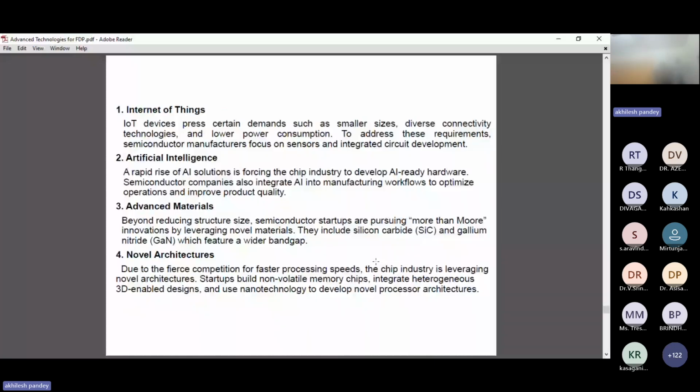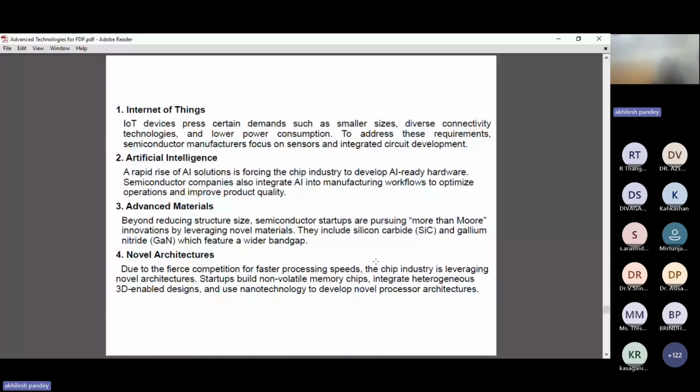Now internet of things devices, I'm just reading all the things, you can go through this one. Internet of things presents certain demands such as smaller size, diverse connectivity technologies, and lower power consumption. To address these requirements, semiconductor manufacturers focus on sensors and integrated circuit development. Artificial intelligence, the rapid rise of AI solutions right now, is forcing the chip industry to develop AI-ready hardware. Semiconductor companies also integrate AI into manufacturing workflows to optimize operations and improve product quality.